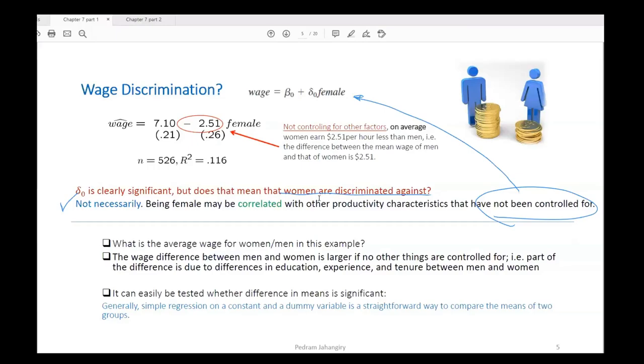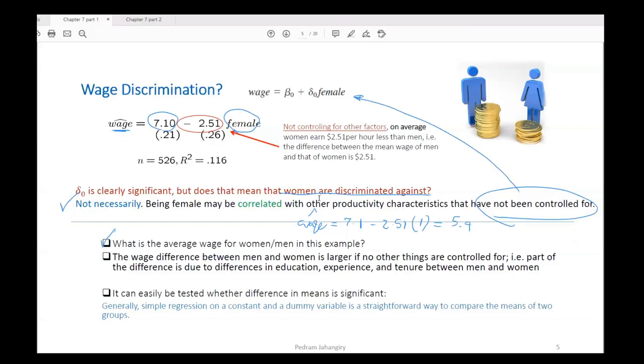Okay, now let's answer some of the other questions. What is the average wage for women and men in this example? This is an algebraic property. If I'm regressing wage on a constant and a dummy variable, let's go ahead and replace female with one. So what do I get? Wage hat is equal to 7.10 minus 2.51, and female is one. So this is 5.4 or something, is it?